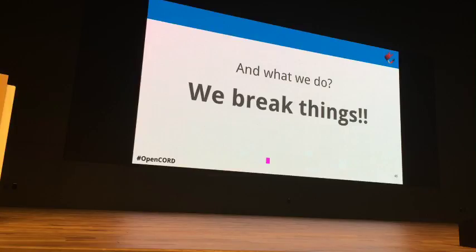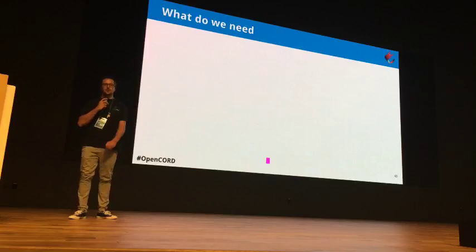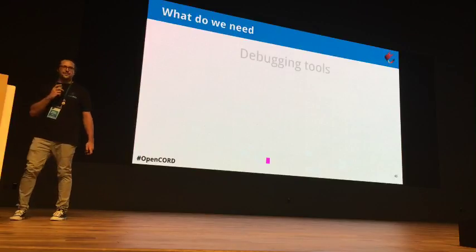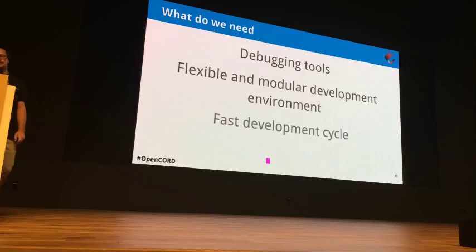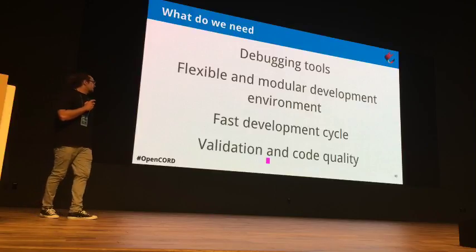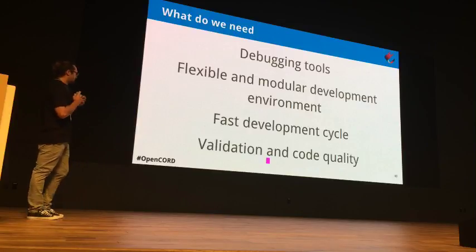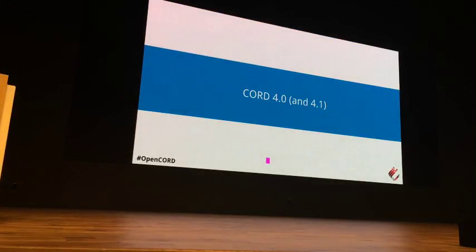We break things all the time. We do that to provide new functionalities and to make the world a better place, but we break things all the time. So what do we need to work every day? We need debugging tools. We need a flexible and modular development environment, and we need a fast development cycle, and we need validation and tools to check our code quality. These are the main things, along with stability, we have been working on for Core 2.0 and 4.1.